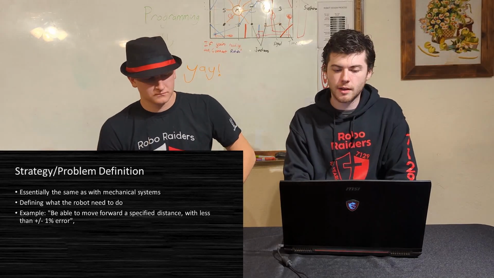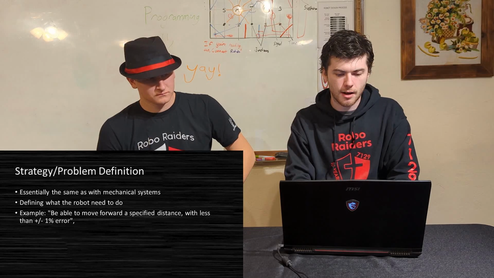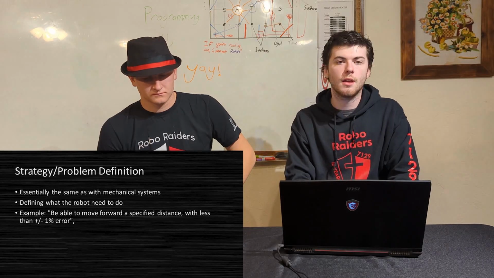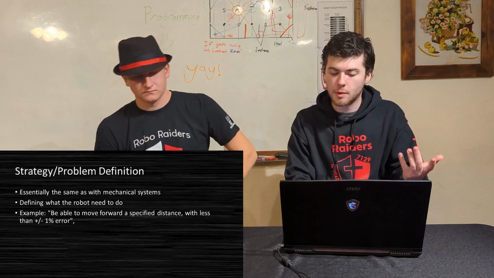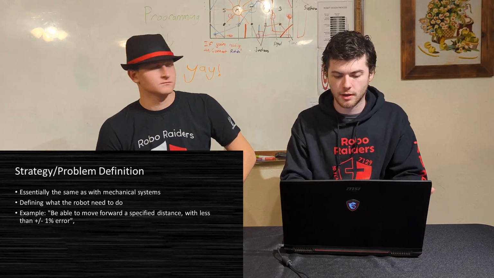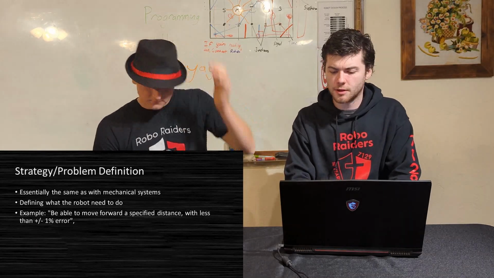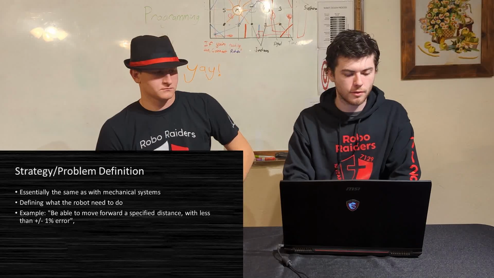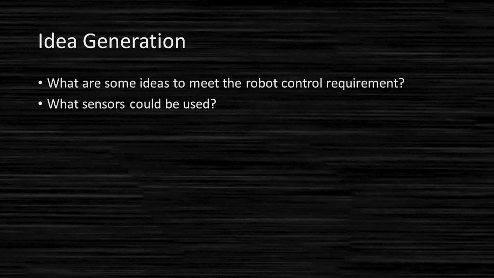When we get into defining the robot needs, it's a little bit different. We're looking more in terms of control needs. A common one is, be able to move forward a specified distance within a certain range of error. There can also be more strategy-specific needs, and this is really the time to define everything that your control needs to do. Next, we have idea generation.